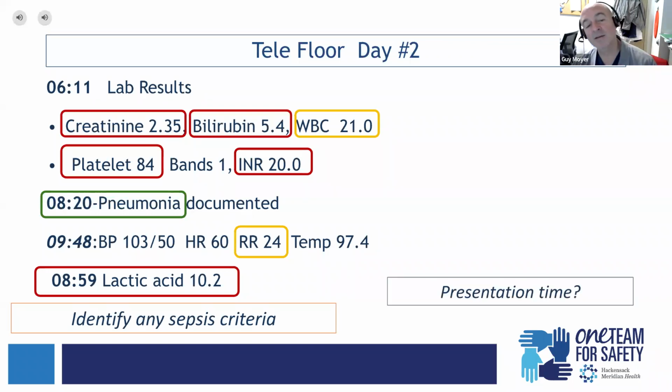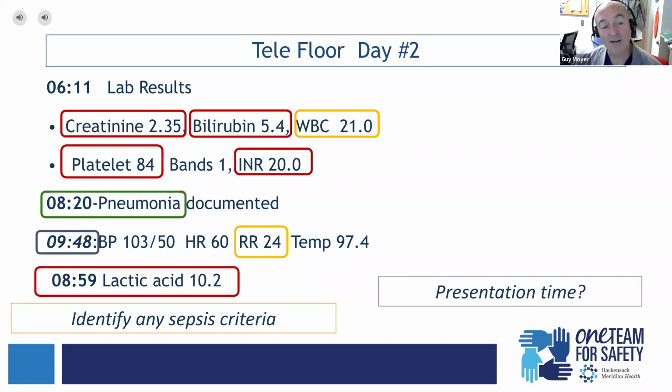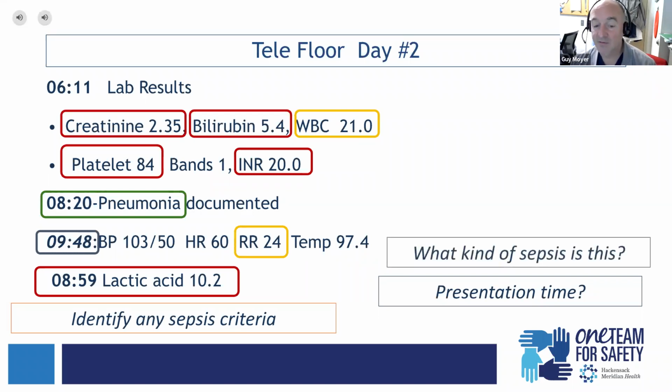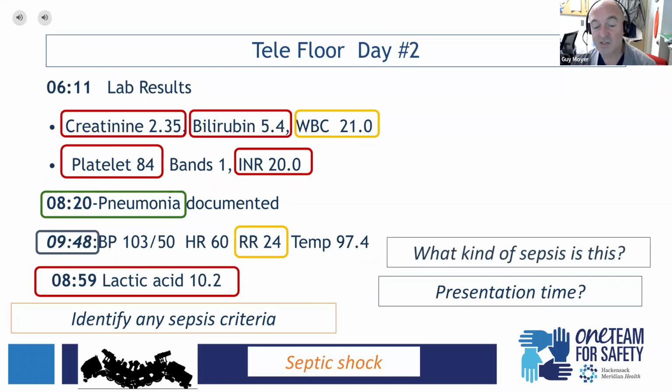So what do we count as a presentation time when all of these things come together to meet that criteria? At 9:48, with only one abnormality in the patient's vital signs, that's their respiratory rate. That's the presentation time for the worst kind of shock, which is your septic shock. So the train's already off the track. We're a little late to the game.